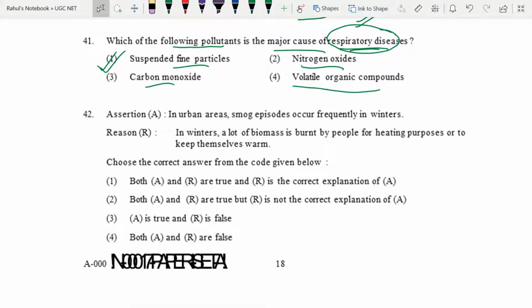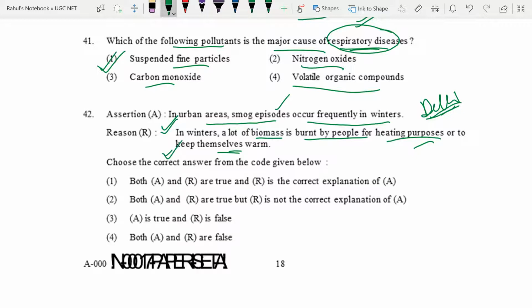Question number 42. In urban areas, smog episodes occur frequently in the winters. In urban areas like Delhi, smog episodes occur frequently in winters. You can simply take the example of Delhi, a 101% correct scenario. Reason: in winters a lot of biomass is burnt by people for heating purposes or to keep themselves warm. It is one of the correct explanations supporting our assertion.